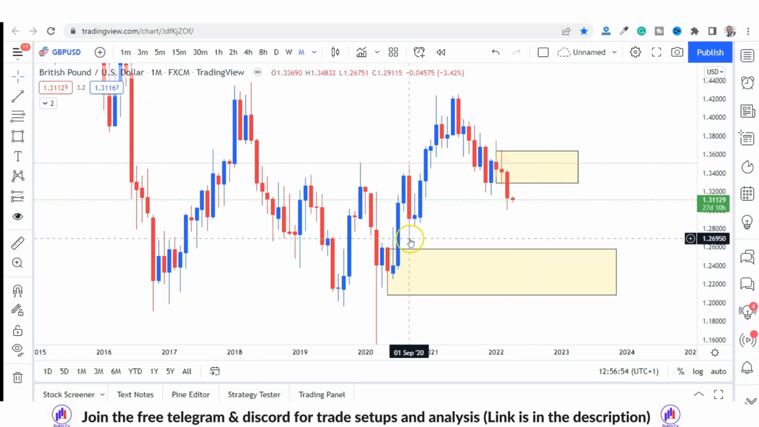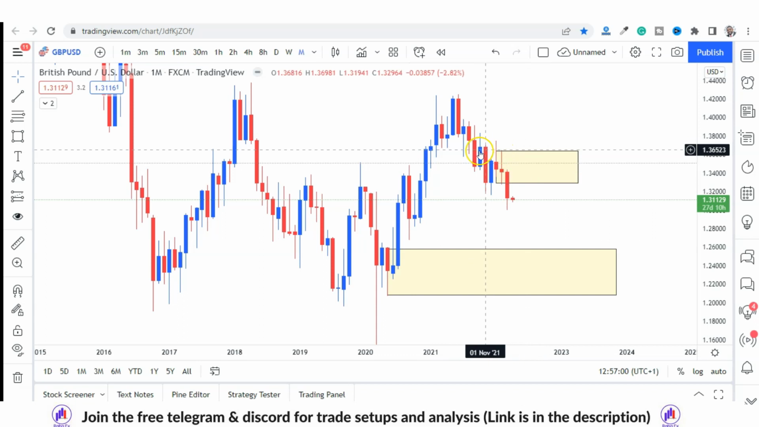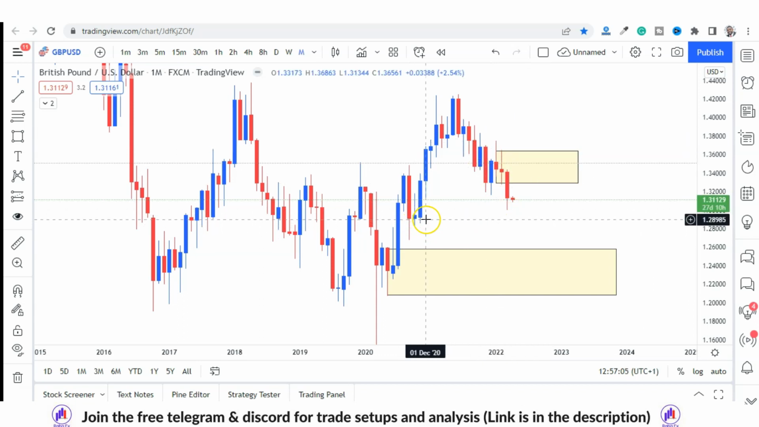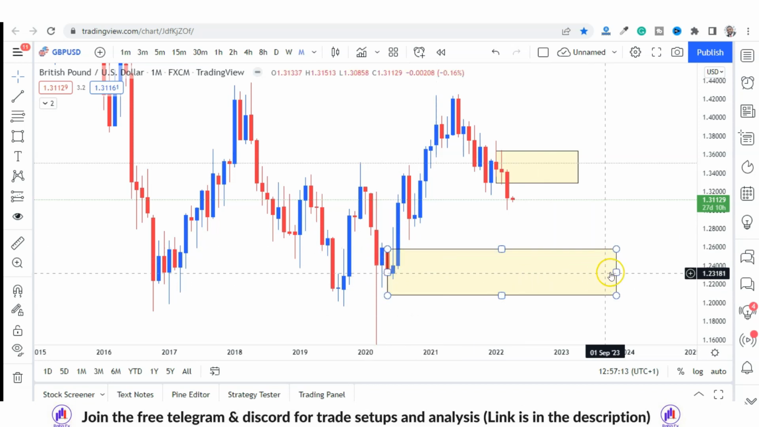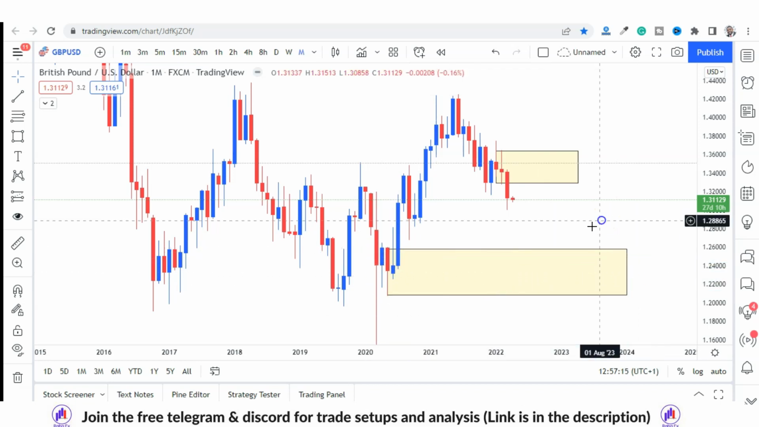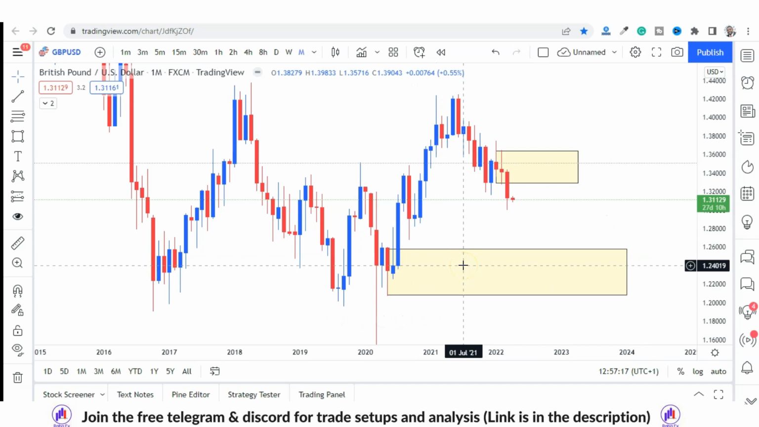The target is this liquidity. Remember, we are using liquidity to determine the direction of our price. Price has swept the upper liquidity and is trading lower. And where is it trading to? All these equal lows and this month's liquidity, and into this order block here. So that is that on the monthly.